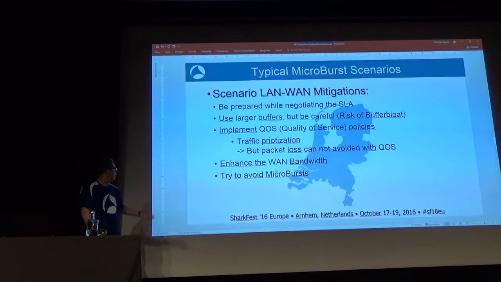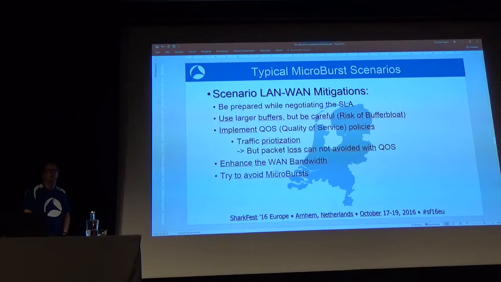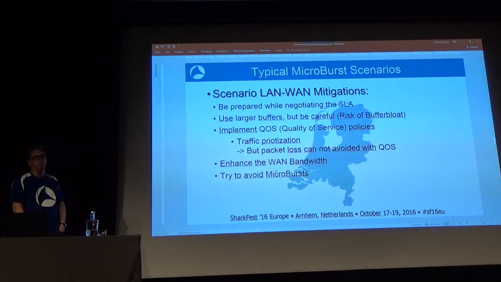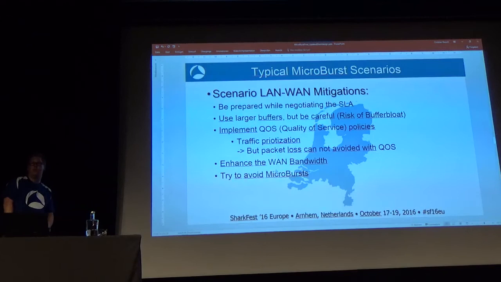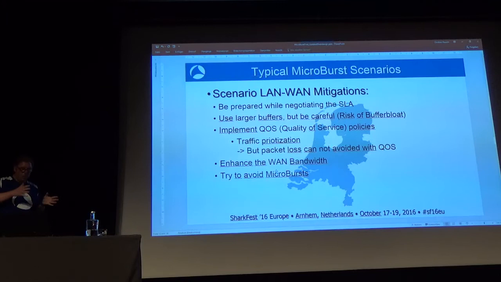Another mitigation is that you can use large buffers on the routers, but be careful, the risk of buffer overload is also there. What does buffer load mean? If you buffer the traffic, you can get huge gaps in your traffic, because the traffic comes and must wait, and then you get large latencies. So tuning always needs fine tuning. You must always be careful when you are tuning, because it could go in the wrong direction.